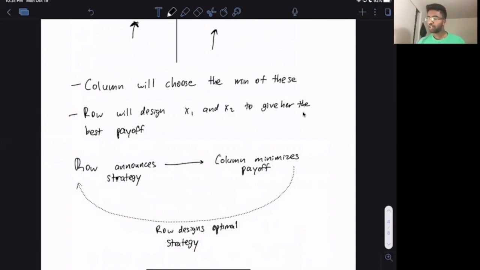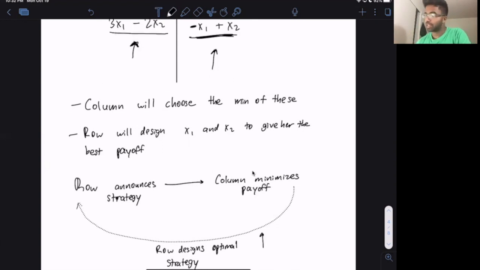So what Rho then does is, knowing that Column is going to want to minimize this payoff, Rho is going to design an optimal strategy, x1 and x2, such that the expected payoff is still maximized. It might be a little confusing the first time you hear it, but there are basically two levels of logic, right? Rho knows that Column is going to minimize it, so Rho designs an x1 and x2 so that it's maximized for her, right? If that's a little unclear, hopefully this next expression is going to make it clearer.